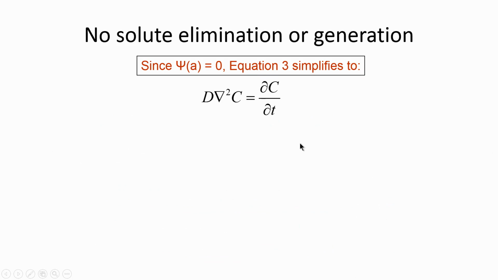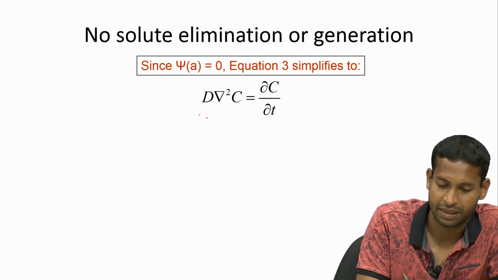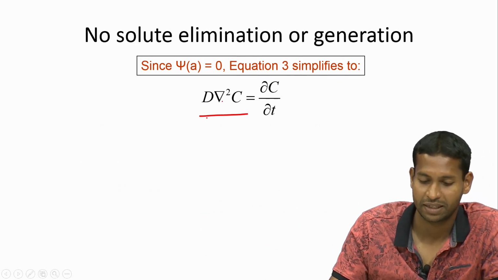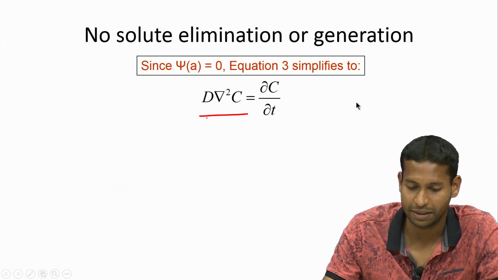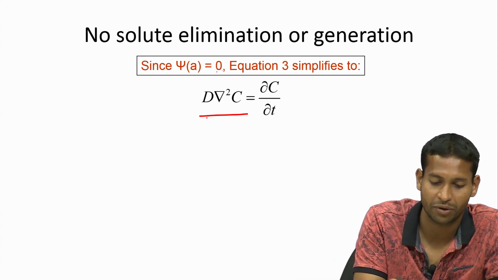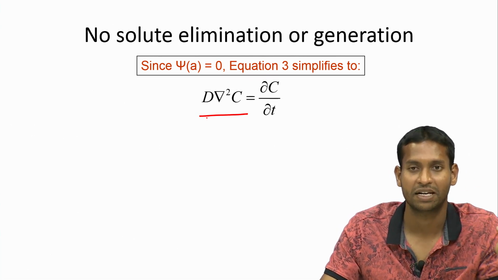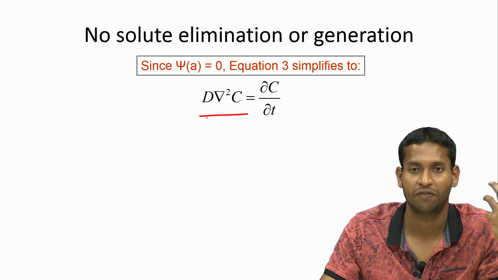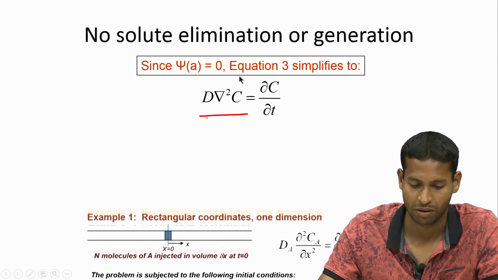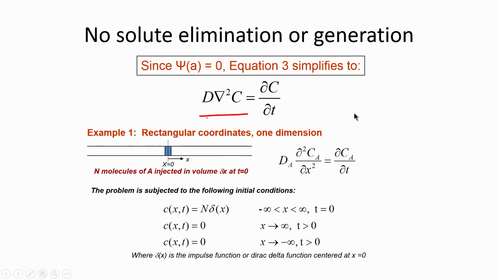So, again this is also written as D del square C is equal to dC by dt, if I assume that there is no generation, which is going to be the case in our case, where we will design devices and put them in the body and see how they are diffusing through in the body. So, let us take a simple case in this case.